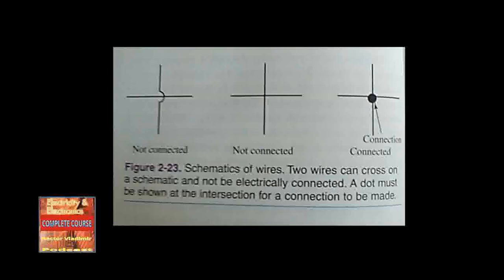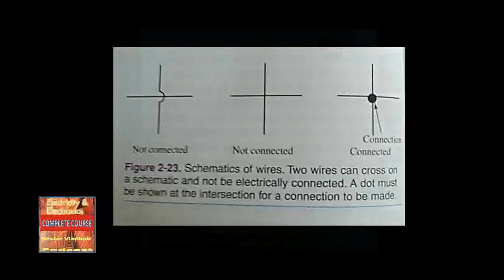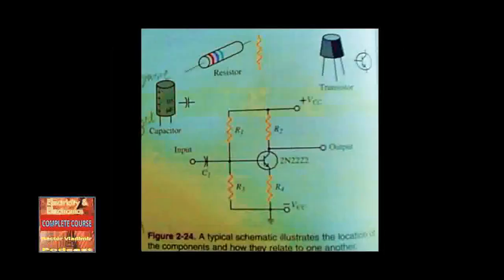Figure 2-23. Schematics of wires. Two wires can cross on a schematic and not be electrically connected. The dot must be shown at the intersection for a connection to be made. Figure 2-24. A typical schematic illustrates the location of the components and how they relate to one another.